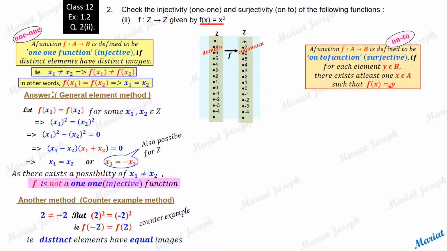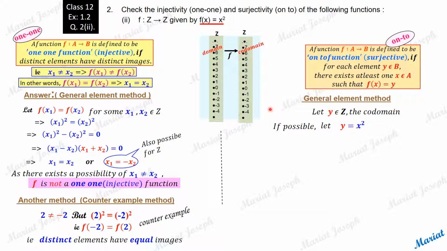Let us see these three stages in this example. I'll begin with: let y be an element of codomain. Y is a representation, a general element. Now, if possible, let that y be equal to x square. Is it possible? Yet to be checked. If possible, let that y be equal to x square for some x. If that y is x square, the x should be square root of y.